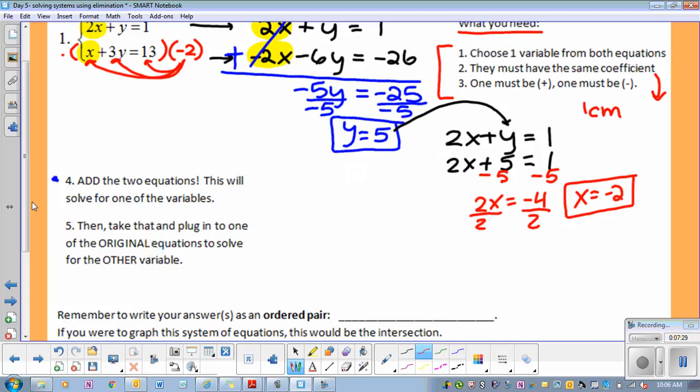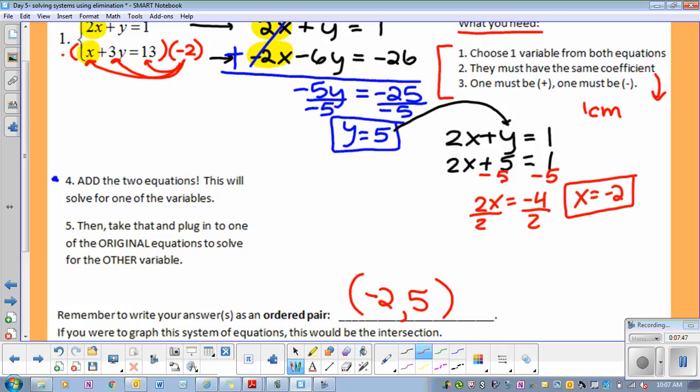Remember, guys, you can't just leave it like this. Give me the answer as an ordered pair. Okay? So x comma y. What number comes first? Negative 2 comma 5. There you go.